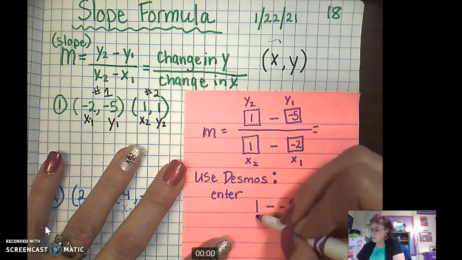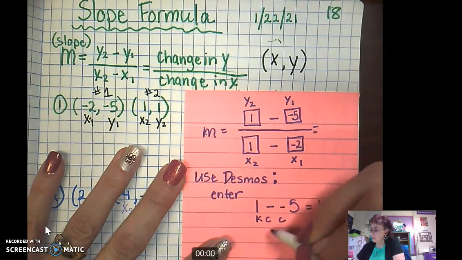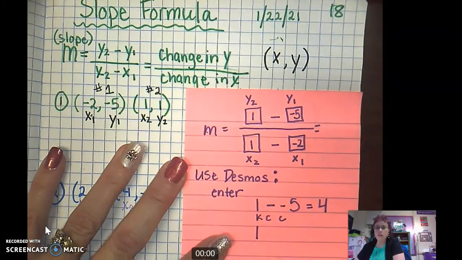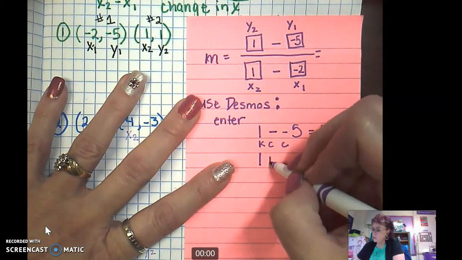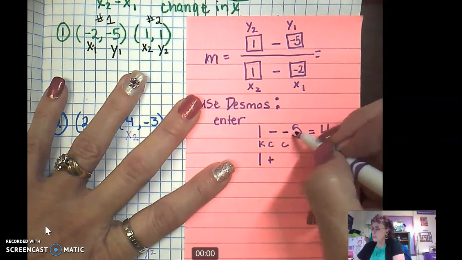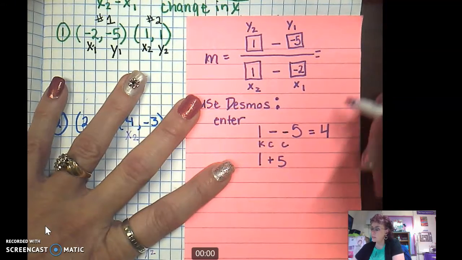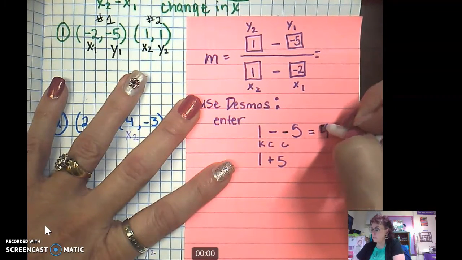Because if you do keep, change, change, you have 1, change subtraction to addition, change the sign of the second number, so it becomes, oh, so it's not 4, is it? See?